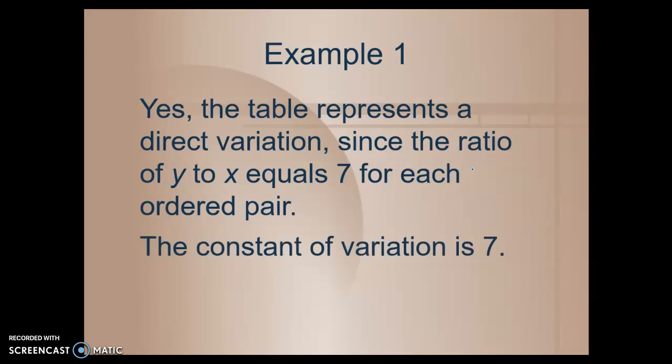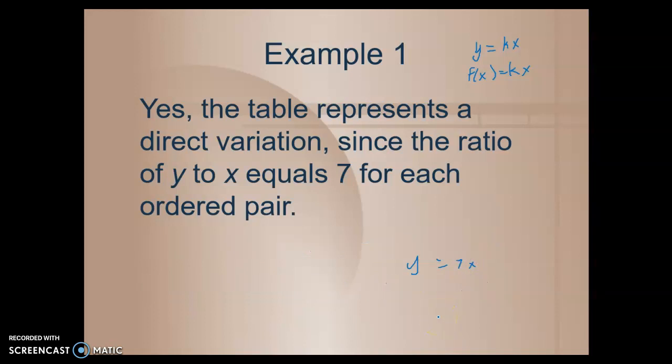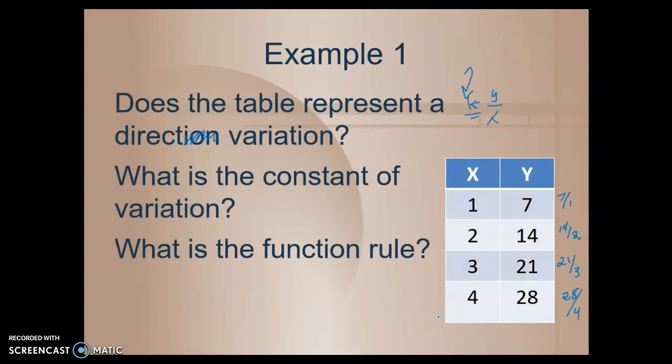Since we know the constant of variation, we can think back to how to write our equation. Y equals kx, or in function notation, f of x equals kx. So our equation would be written this way: f of x equals 7 times x, or every y value is 7 times the x value. Going back to our chart, you can see very easily that every y value is 7 times the x value.